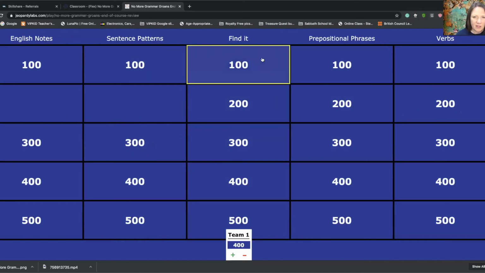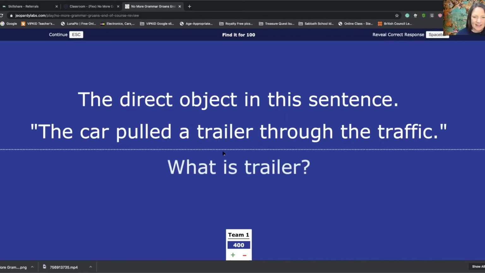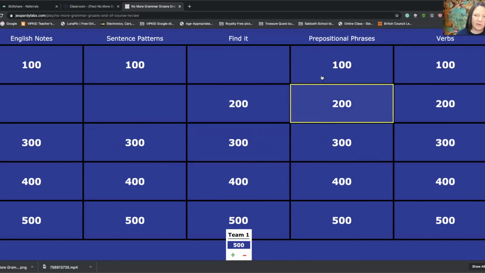Continue. Find it. Let's do an easy one. The direct object in this sentence, the car pulled a trailer through the traffic. We know pulled is a verb. Car pulled what? Trailer is the direct object. What is trailer? That's right. Plus and continue.